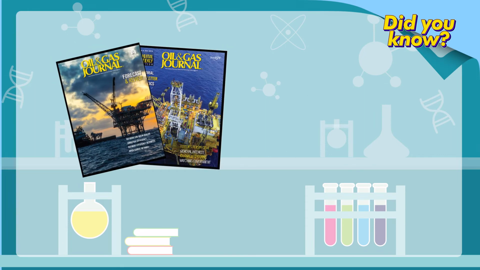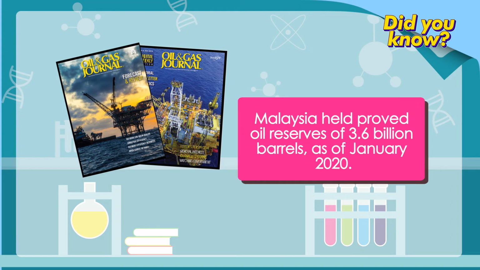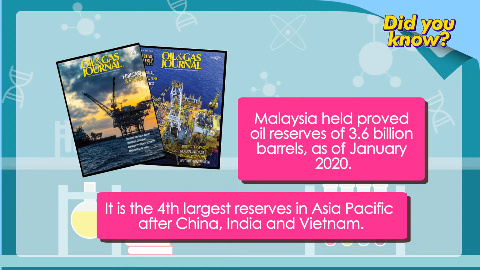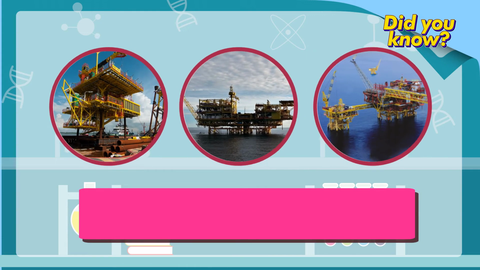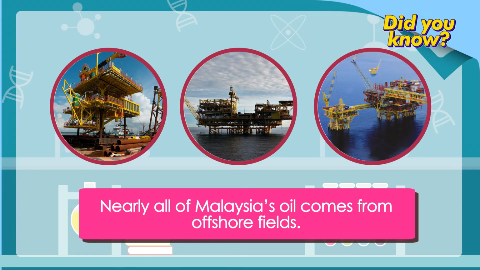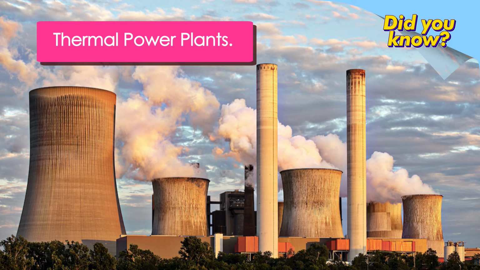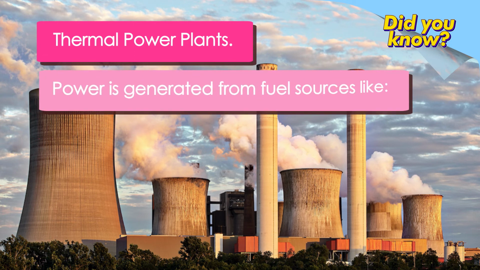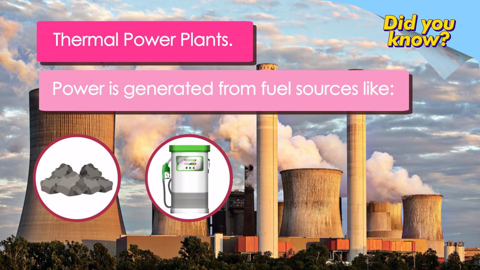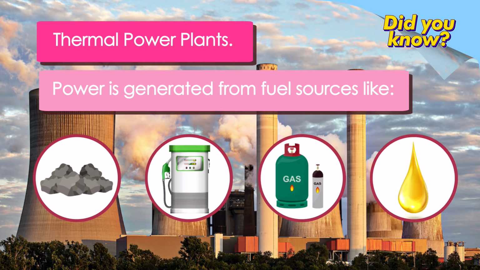According to the Oil and Gas Journal (OGJ), Malaysia held proved oil reserve of 3.6 billion barrels as of January 2020, the fourth largest reserves in Asia Pacific after China, India, and Vietnam. Nearly all of Malaysia's oil comes from offshore fields. The vast share of Malaysia's power comes from thermal power plants. That is, power generated from fuel sources like coal, fuel, gas, and bio oil.